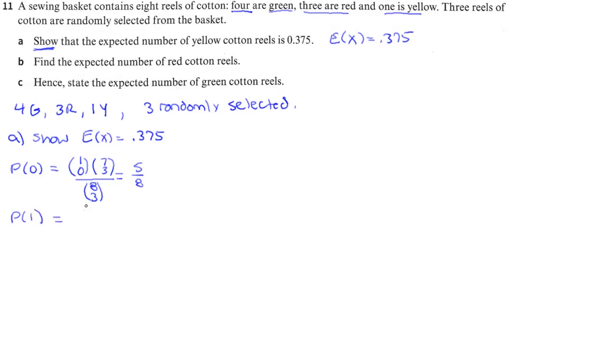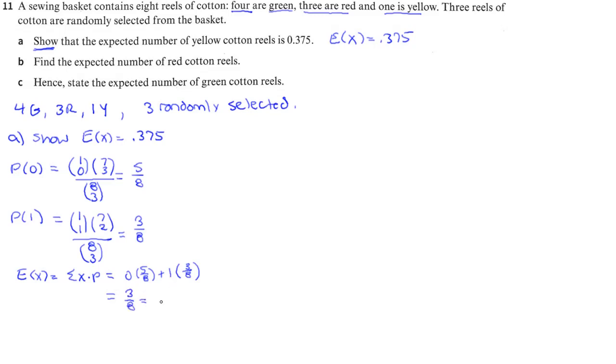And then if I want the probability of getting 1 yellow, that's 1 choose 1 of the yellows, and then 7 choose 2 of the others, all divided by 8 choose 3. And that's going to give me a probability of 3/8, which makes sense because they should add up together to be 8/8. So now all I've got to do to find the expected value is multiply the x's times their probability. In this case, it's just going to be 1 times 3/8. 3/8 is 0.375.